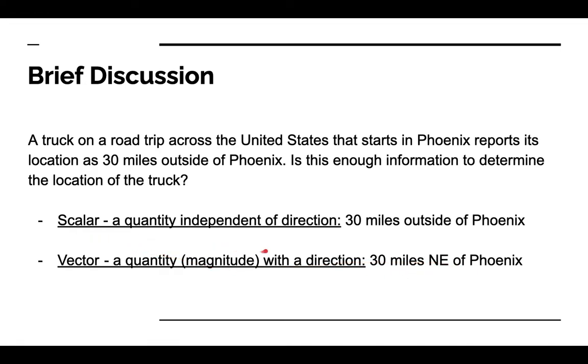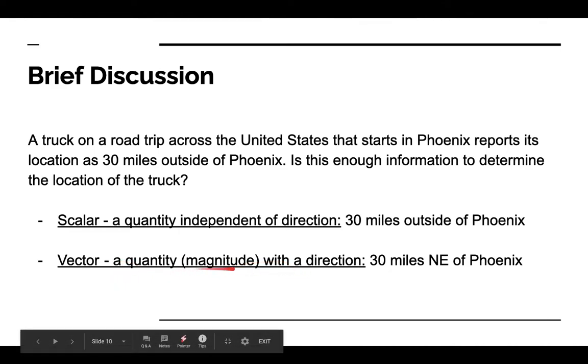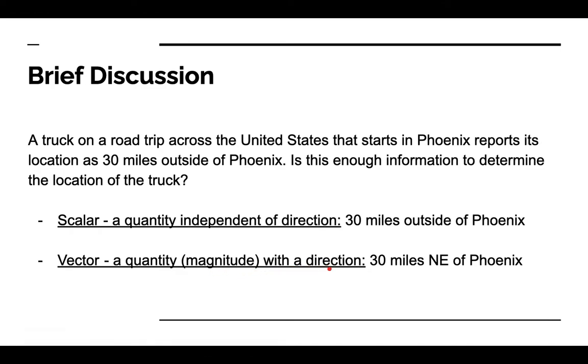So a scalar is a quantity independent of direction. A vector is a quantity with a direction. We call the quantity part of a vector a magnitude, and then the direction part is, well, just direction. Nothing too interesting there. No interesting name for direction.